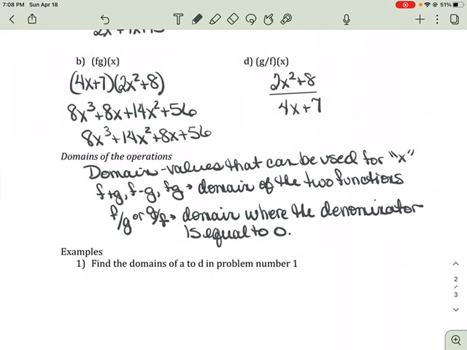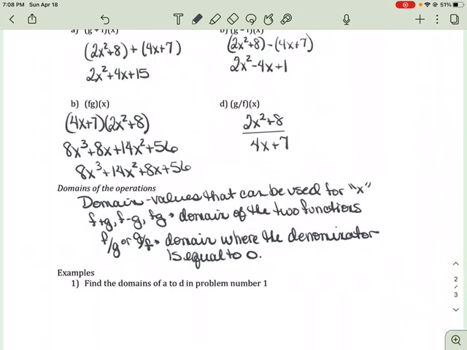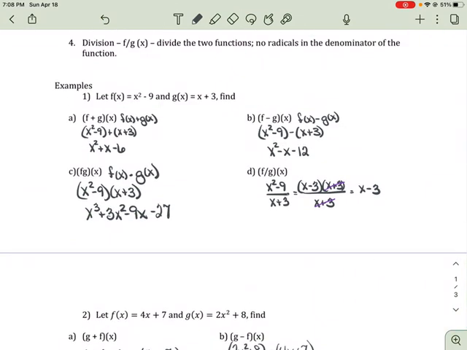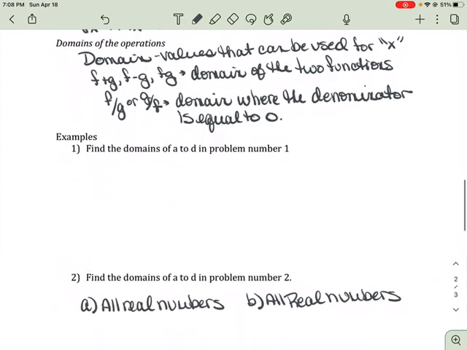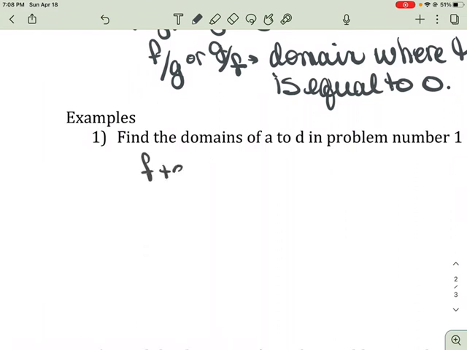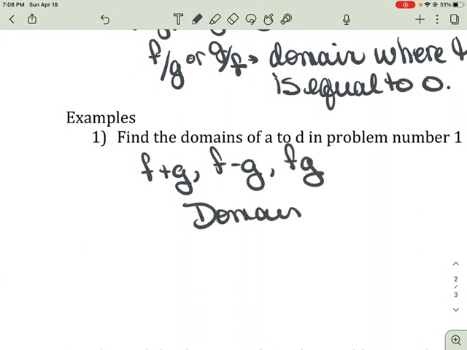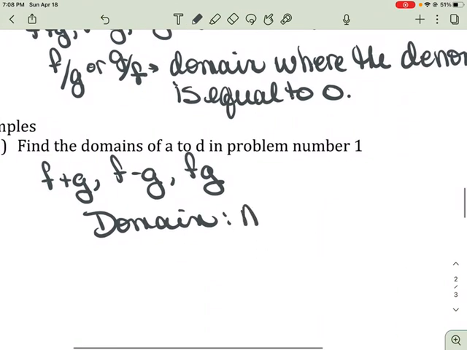Okay, so let's look at that in our first problem up here. In both A, B, and C, we're going to look at the domains of f and g. If we look, f is all real numbers, and so is g. So the domain of the add, subtract, and multiply is going to be all real numbers. Okay, so let's write that. F plus g, f minus g, and f times g. The domain is all real numbers because that's the domain of f and the domain of g.